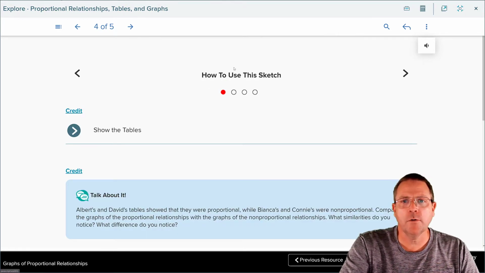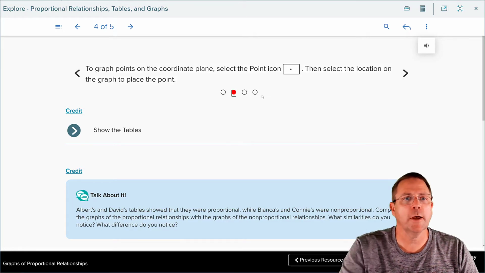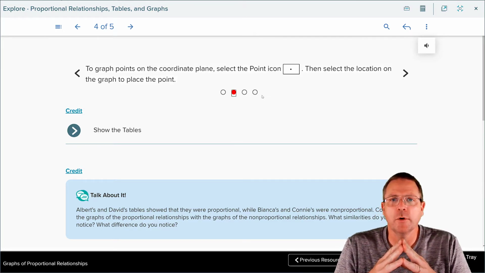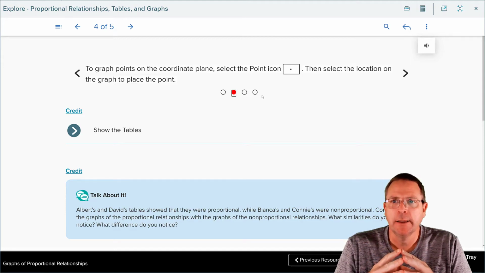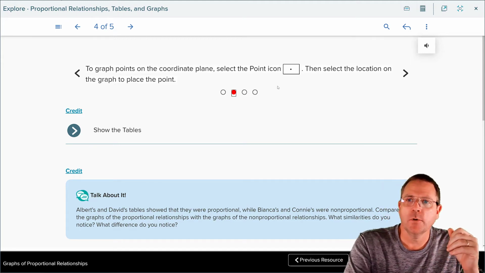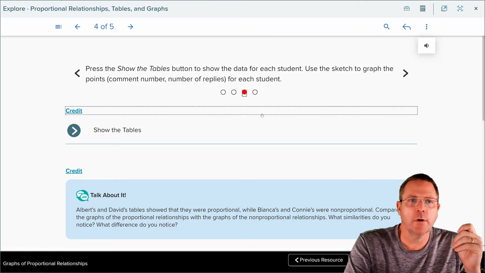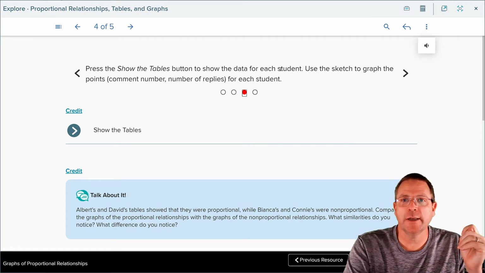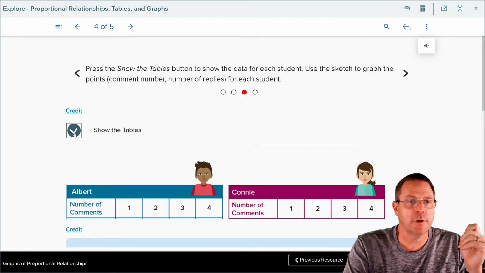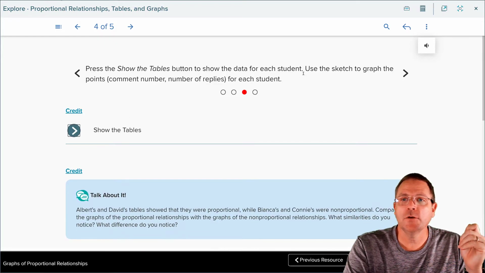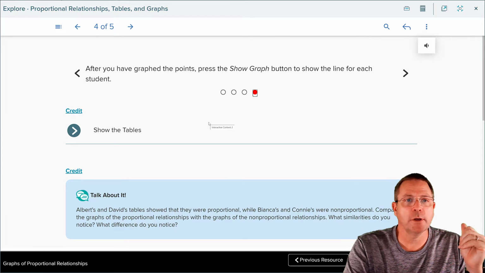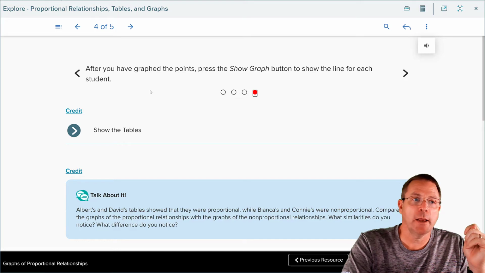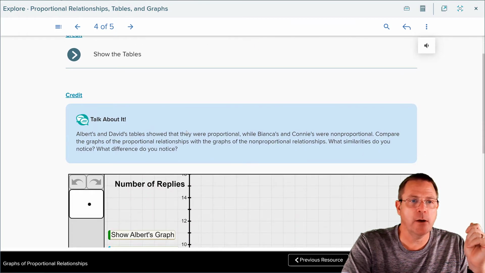Now we're going to learn how to use a sketch. So first slide, we're going to graph points on the coordinate plane by selecting the dot. After we select the dot, then we're going to drag it to where it needs to go. Press the Show Tables button to show the data for each student. You can see the Show Tables button right there. And then use the sketch pad to graph all of your points. After you graph the points, press the Show Graph button to show the line for each student. So now we are ready to go.